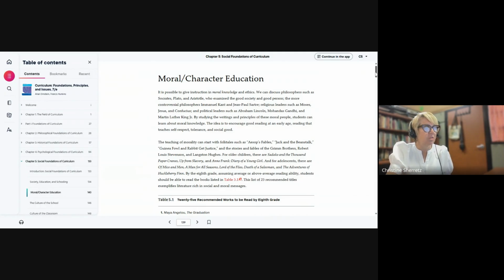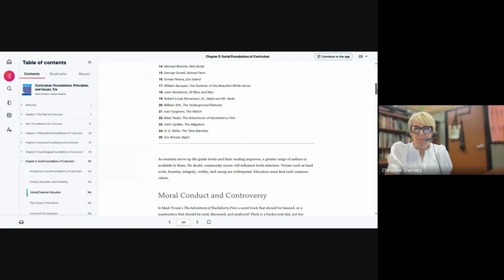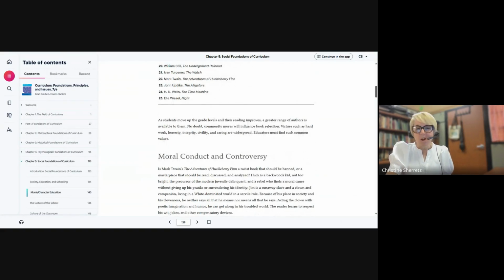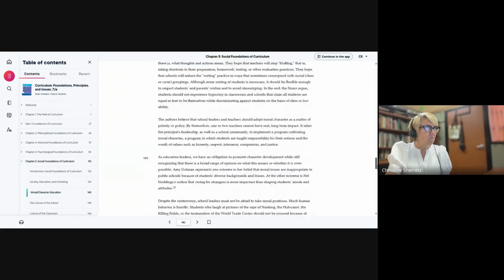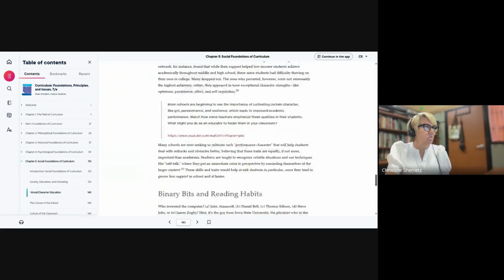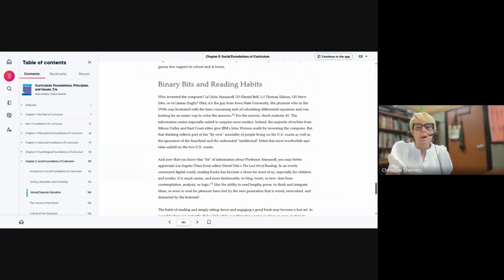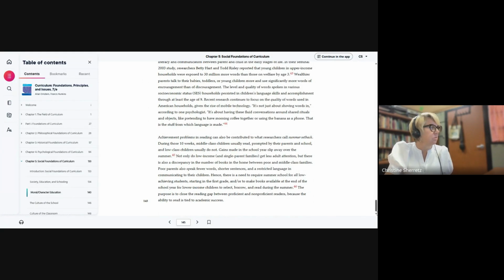We'll be talking about things like moral education. How does that reflect our society? Moral conduct, controversy, moral teaching, moral character, performance character. All of these are impacted by where our society is right now, and I hope that'll be an interesting read. So that's what you're going to be reading. Now I'm going to go back to my week here, and we're going to talk about your 2 assignments this week.